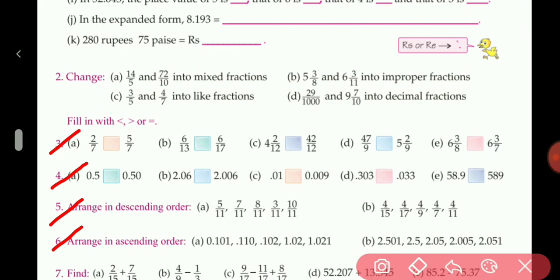6th part, arrange in ascending order. Arranging in ascending order means from smallest to the largest. These question numbers 3, 4, 5 and 6 are your homework and you have to do them by yourself.